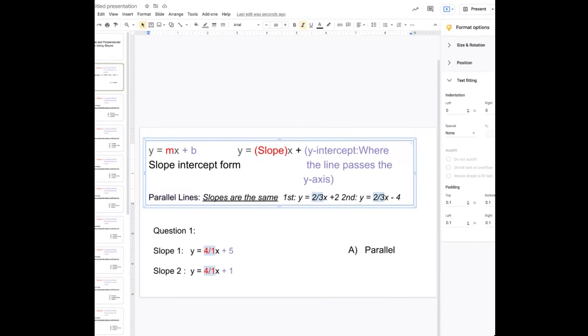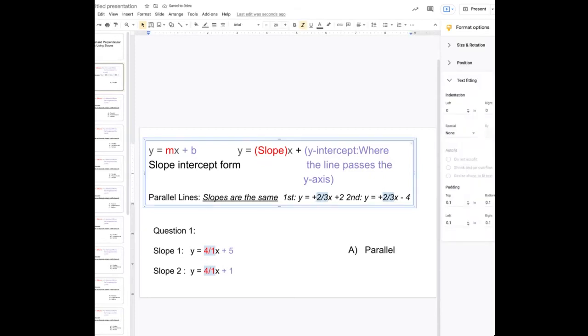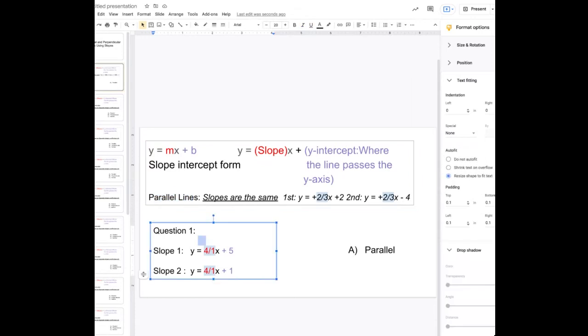Okay, just to add more information, don't forget that if you don't have a value here, you can just put a plus sign. If they're the same slope and they're both positive or both negative, right, then they are going to be parallel.